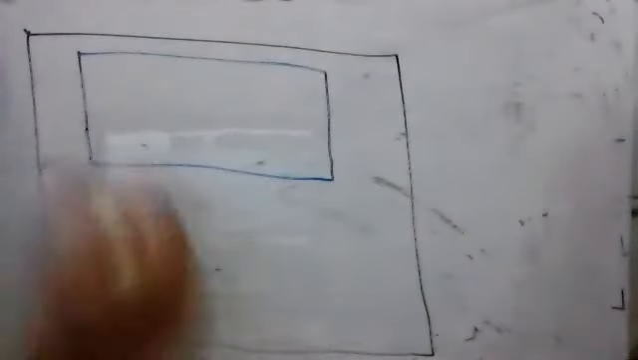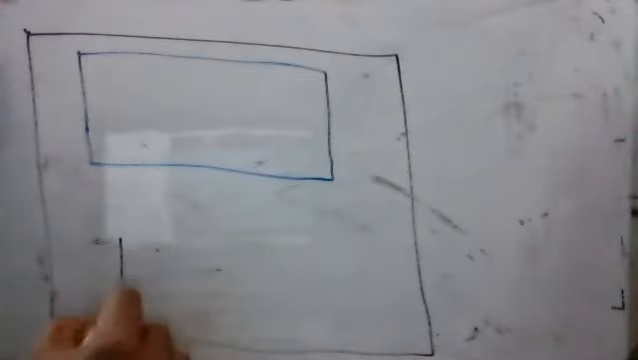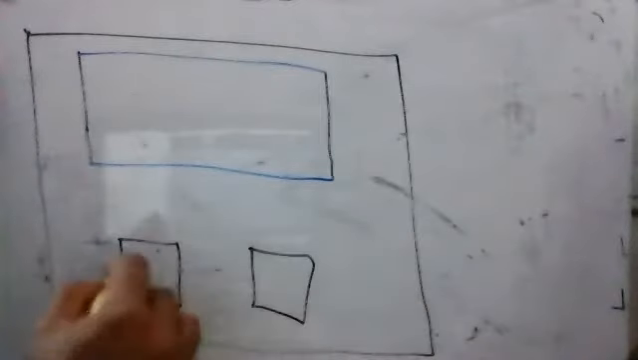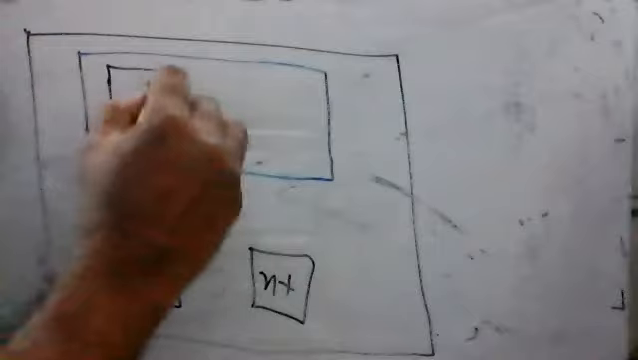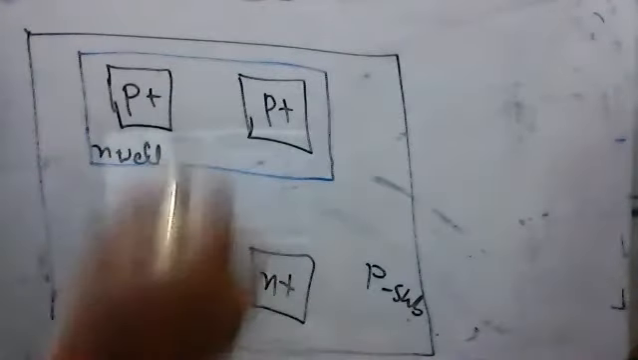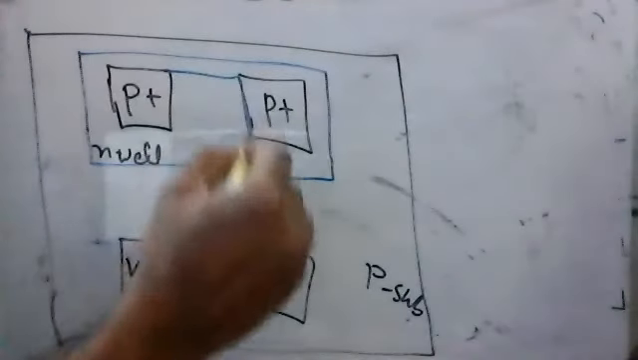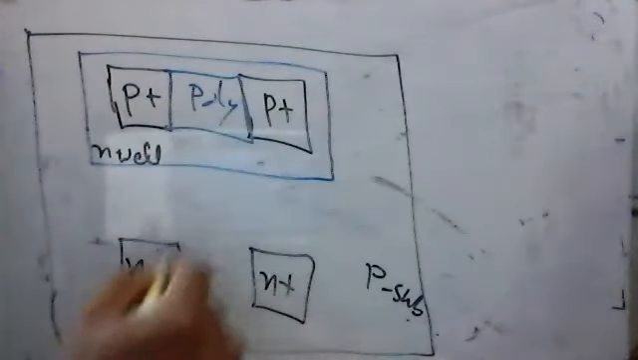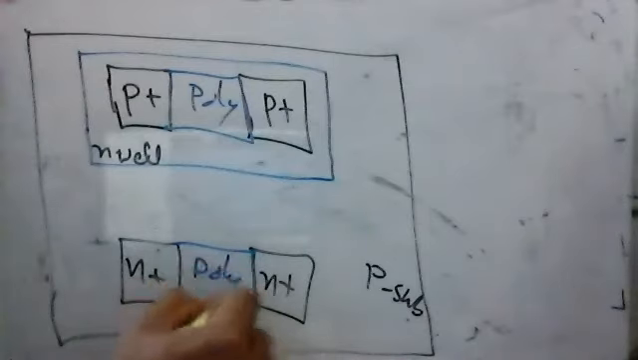Let's say we take this whole thing here and make an NWell here. And we'll put N-type here, N+, and make two P+ here. This is a P substrate, and this is called the NWell. Now inside here will be silicon dioxide, and then poly, the same as here. So now this poly and this poly are close to each other, and now we can connect it here. So this whole thing will be poly.